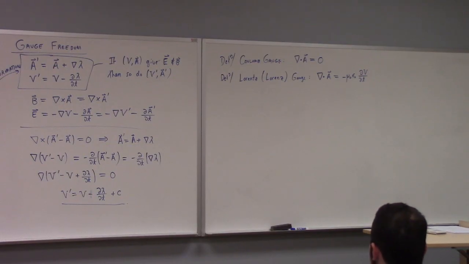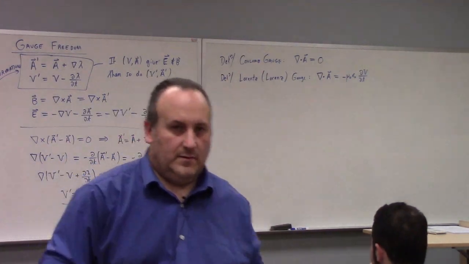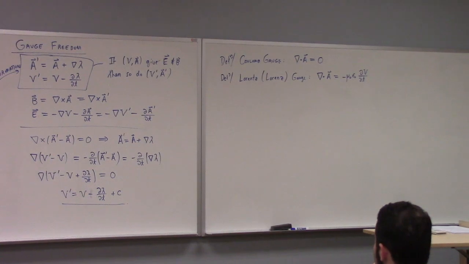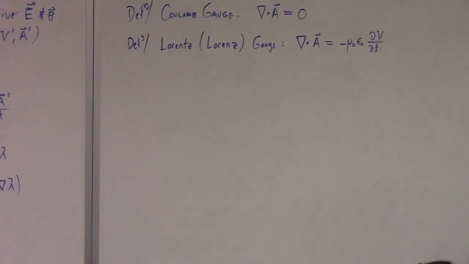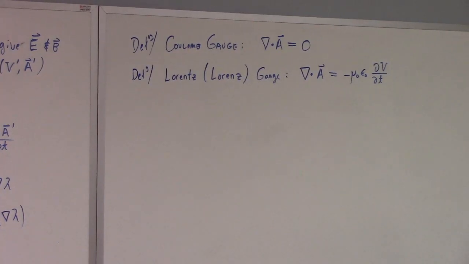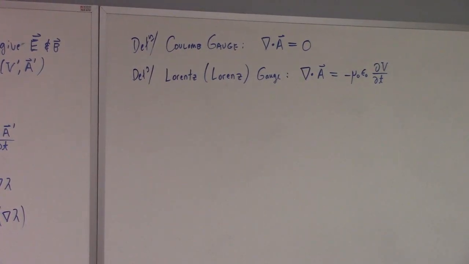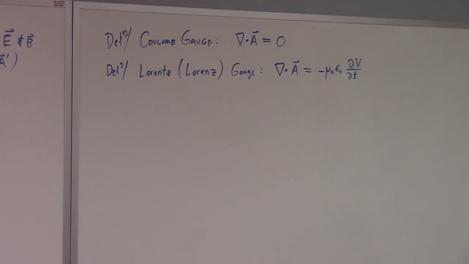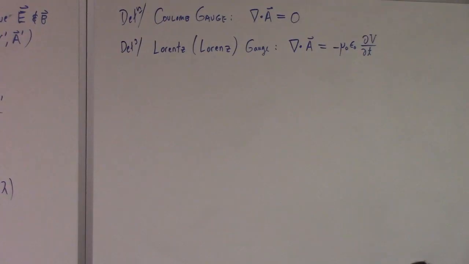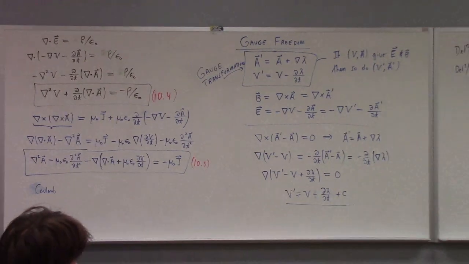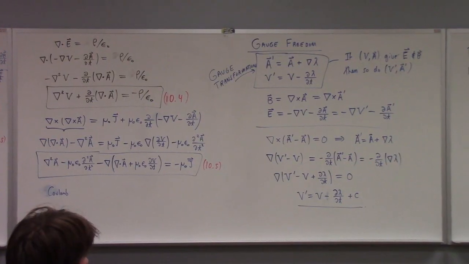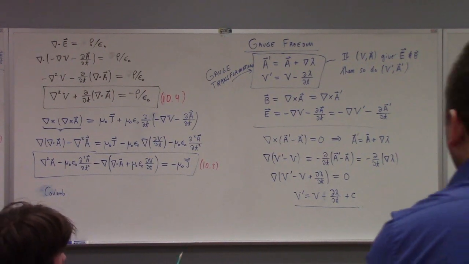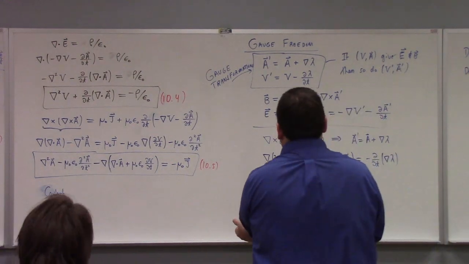So actually, let me erase the gauge freedom business now. We're done with that. They're both, one's equal to 0 and the other's equal to the other thing. I'm not saying that those are both equal to 0. I'm saying that they're equal to each other. I'm saying the divergence of A is minus mu naught epsilon naught partial V partial t. That's the Lorentz gauge. And the Coulomb gauge would be 0. We can't enforce both. These are different worlds.